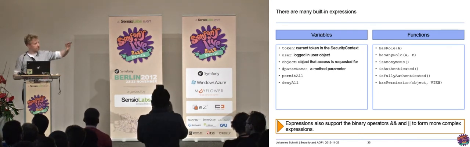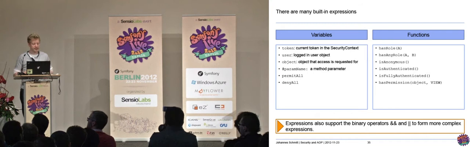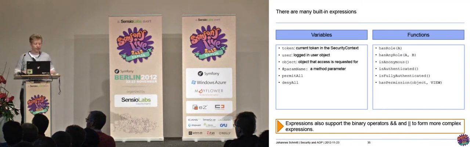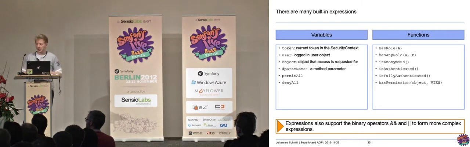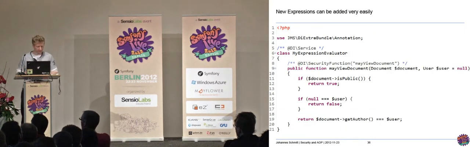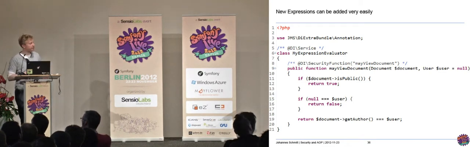And we also have some functions which give you a bit more power. This is the has role function, which is basically just if you call is granted role something. We have the has any role function where you can pass multiple roles. We have the functions which are related to the authentication trust level, which is anonymous, is authenticated, is fully authenticated, and the last one is the function which proxies to the ACL system, which is the has permission function. And as I said, you can also make more complex expressions by combining them with and or conditions, and create own expression functions.